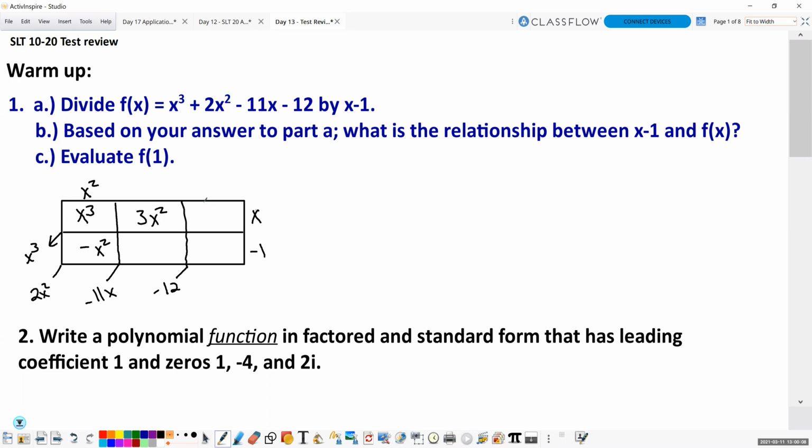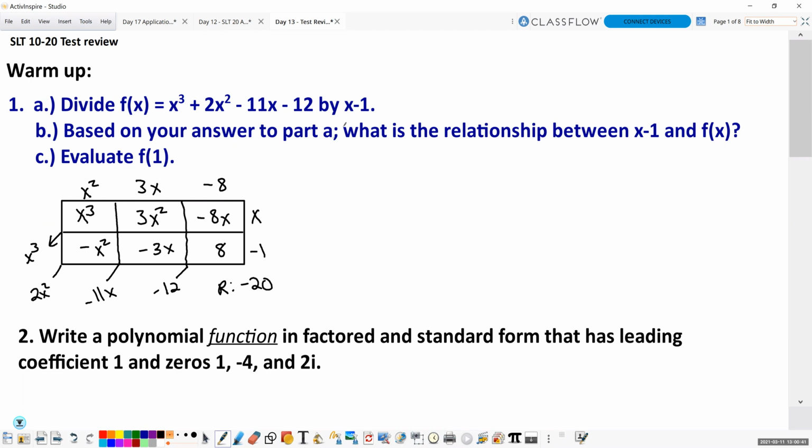3x squared divided by x becomes 3x. 3x times negative 1 is negative 3x. Negative 11 minus negative 3 becomes negative 8x. Negative 8x divided by x is negative 8. And then negative 8 times negative 1 is 8. And I find here that I do have a remainder, and that remainder is negative 20.